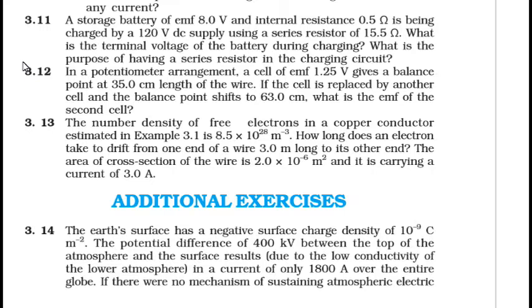Now we'll do 3.12. In a potentiometer arrangement, a cell of EMF 1.25 volt gives a balance point at 35 cm length of the wire. If the cell is replaced by another cell and the balance point shifts to 63 cm, what is the EMF of the second cell? Let us see the solution.